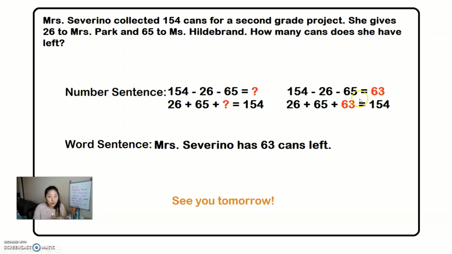You can do the same word problem with the number in it. I actually put it in a red color so you can see, this is the answer that we actually didn't know that we found. Maybe you can put a box around it so that you can tell me that was the unknown. Then your word sentence is, Miss Severino has 63 cans left. You need to tell me what, and you need to tell me the part that she has left. Because she didn't give 65 cans, that's how many cans she has left.